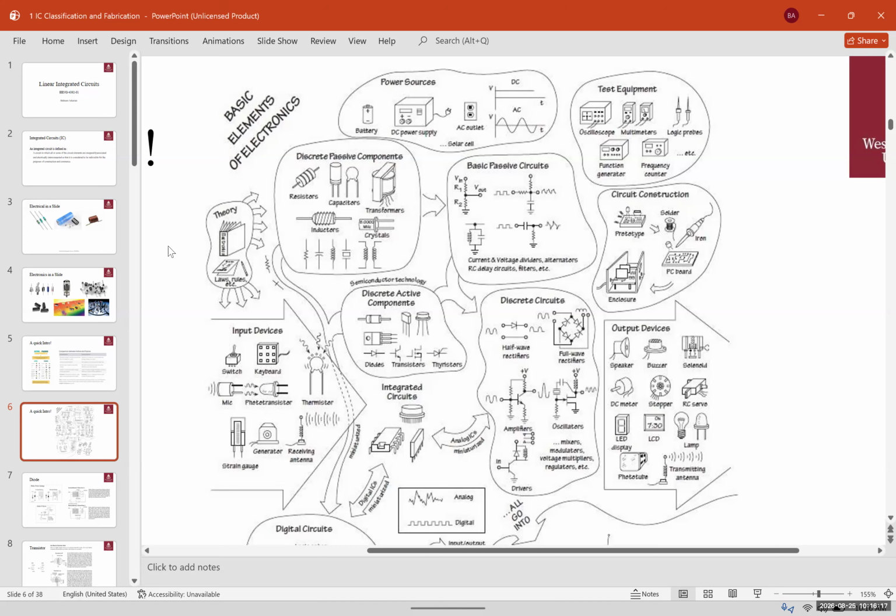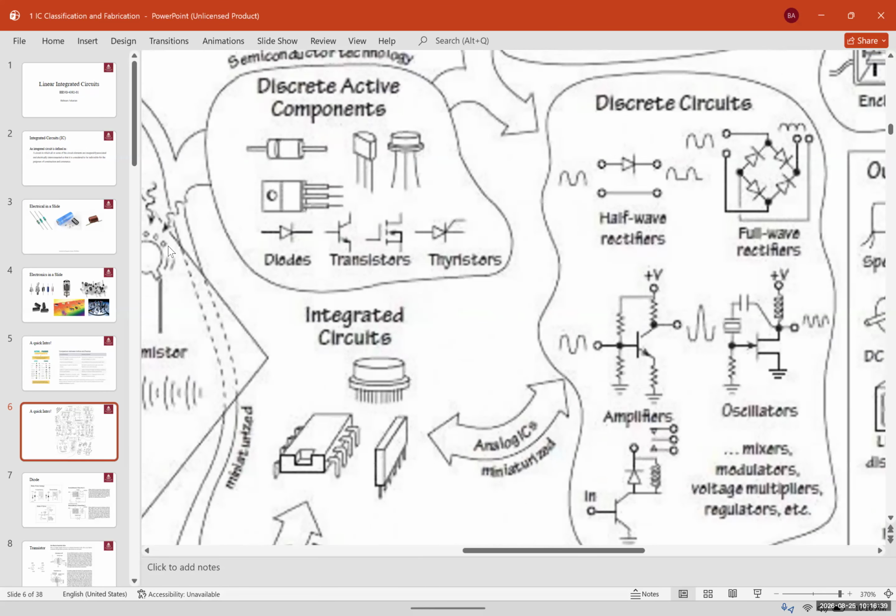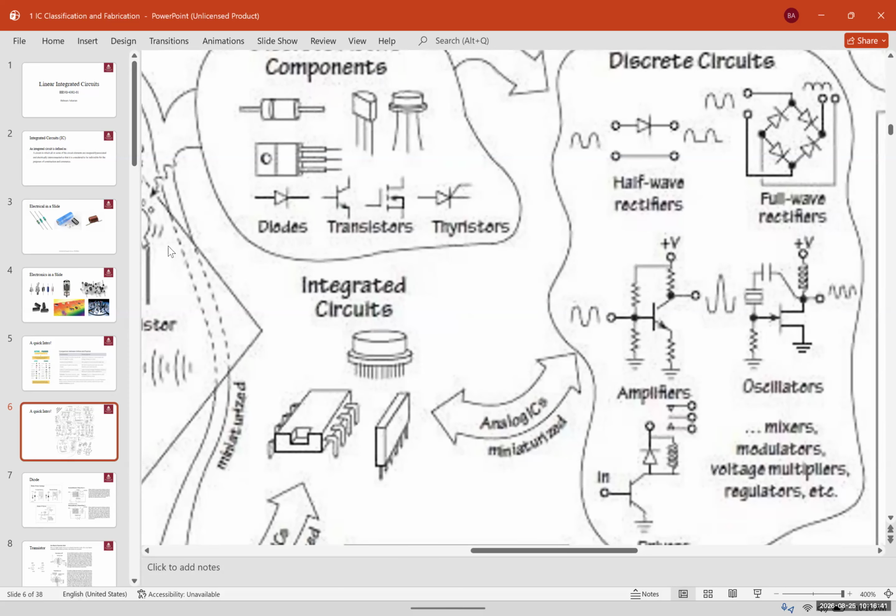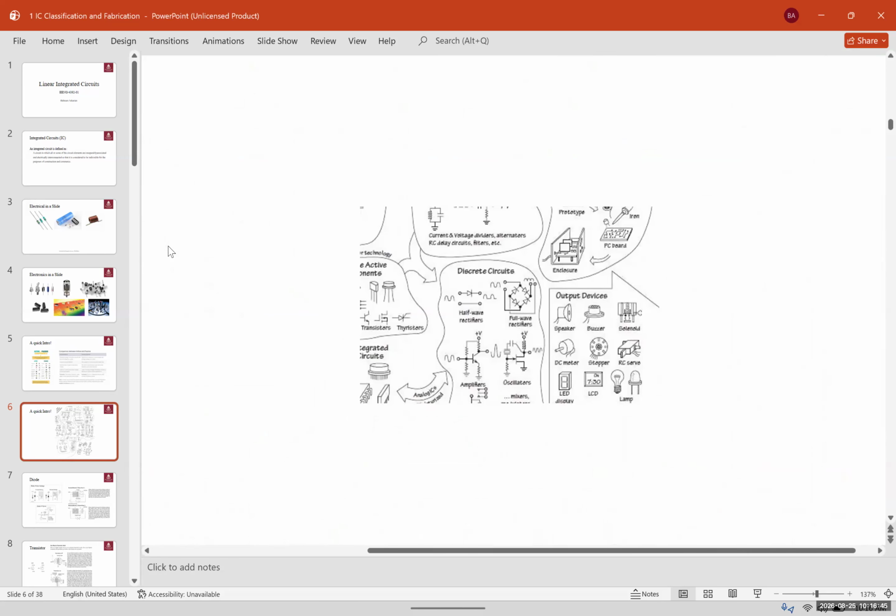Now, output devices can also be active or passive elements as well. Here you can see some output devices like a speaker, buzzer, DC motor, stepper motor, LED, and so on. Our main focus in this class would be on semiconductors and integrated circuits. So the one in the middle would be our focus in this class, both the analog and digital ones.